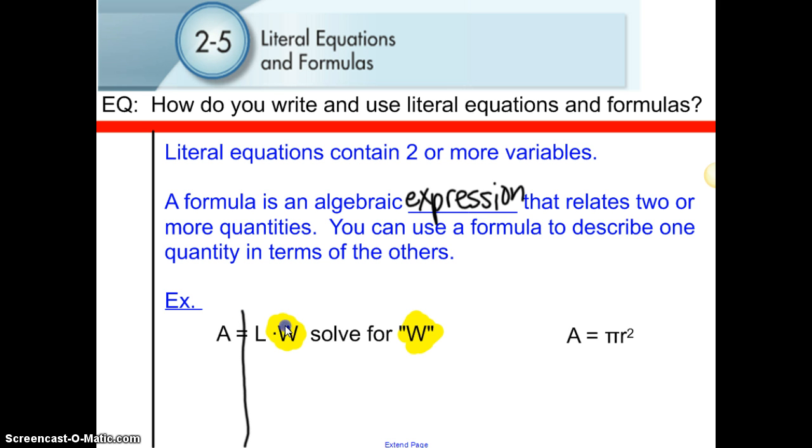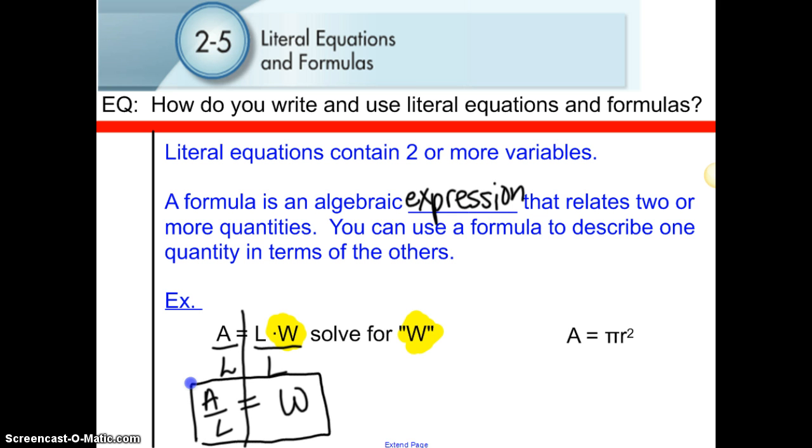So I look at the W and I say, okay, what is being done to the W? Well, it's being multiplied by L. How do you undo multiply by L? Well, you divide by it. So what this says then is, in order to find the width, I would just take the area divided by the length. Does that make sense? Yeah, you've been doing that in your head for years.